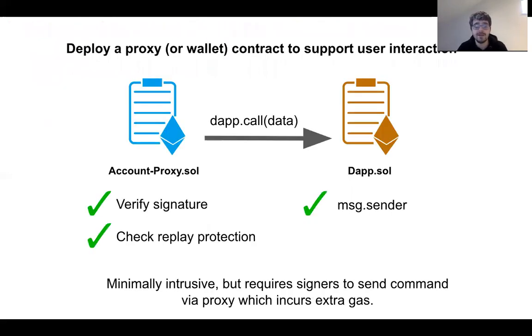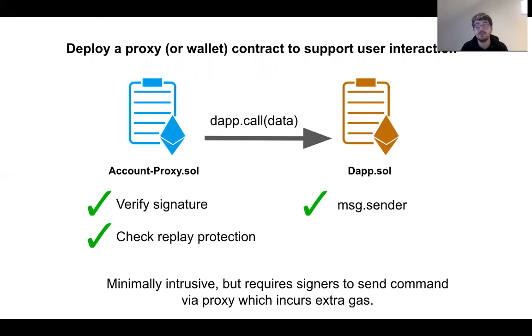And the really easy way to avoid it is that the user or the service can simply deploy a proxy contract. So the proxy contract deals with checking the user signature, checking the replay protection, and then it does a call out to the DApp. And then the DApp's function is executed as normal using msg.sender. So this is minimally intrusive. It's not a new idea by us. Several people have built and proposed different ways to do proxy contracts.